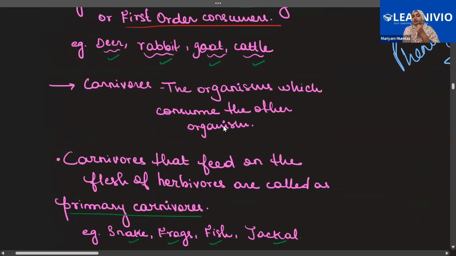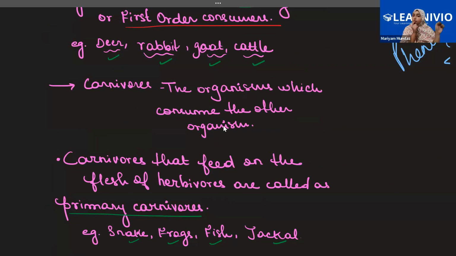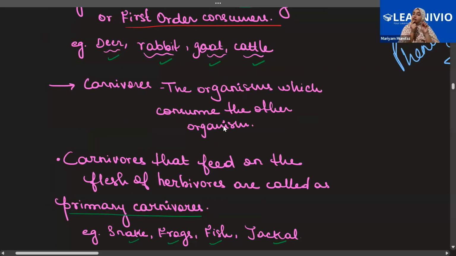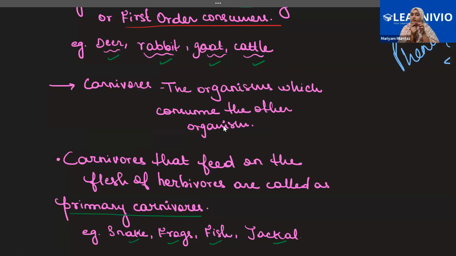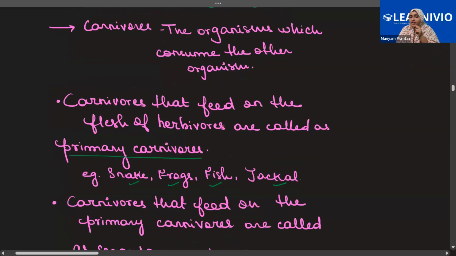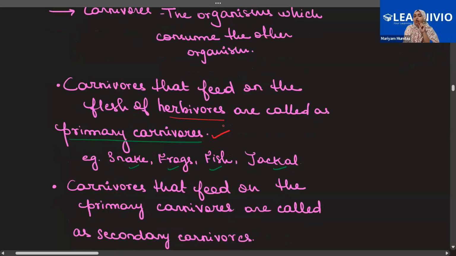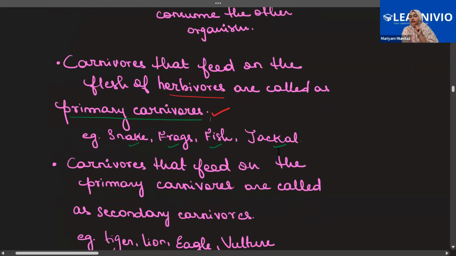These come under the consumers yet again, but these are the second order consumers, right? Because they will not feed on the plant. They would feed on the organism that feeds on the plant. So carnivores, they feed on the herbivores. Carnivores that feed on the flesh of herbivores are called primary carnivores, such as the snake, frog, fish, jackal, all of these would come under the primary carnivore.